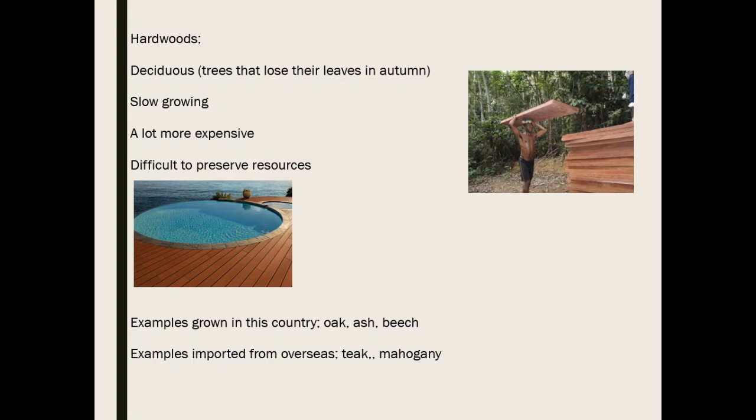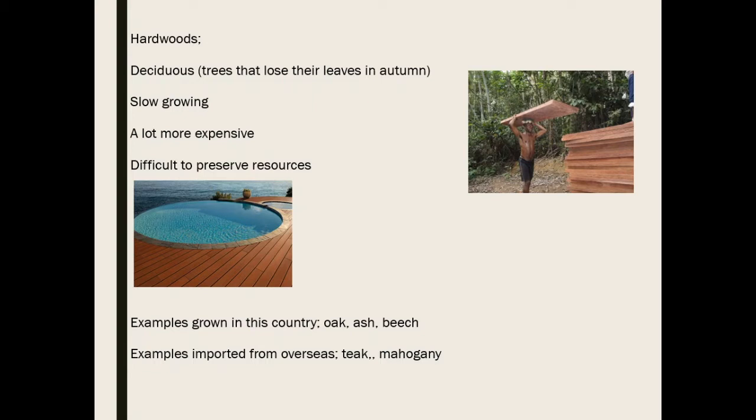So they come from deciduous trees. So those are trees that lose their leaves in the autumn. They are slow growing, and they are a lot more expensive. So the reason they're a lot more expensive, because they take a lot longer to grow, typically 100, 200 years or more, depending on the kind of wood you're looking at.